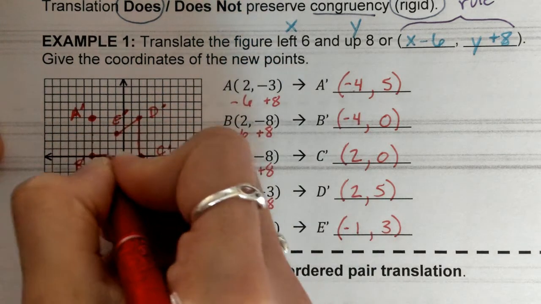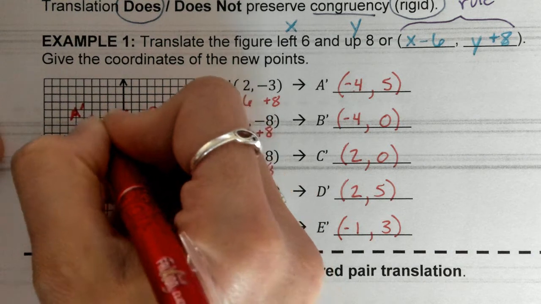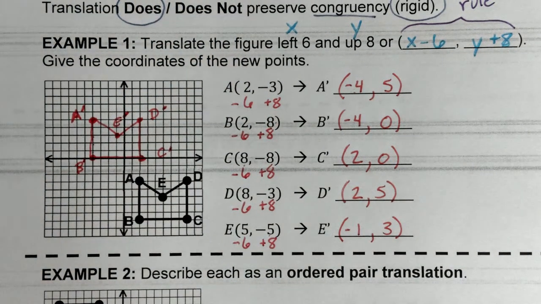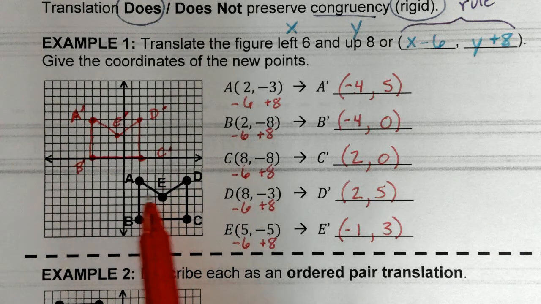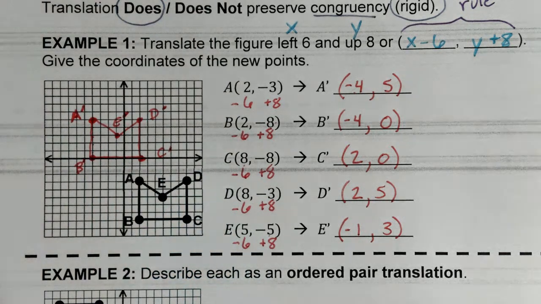So now that you've got it done, you should see here, yours should match mine. We've had the exact same size, exact same shape. We've just shifted it to the left 6 and up 8.